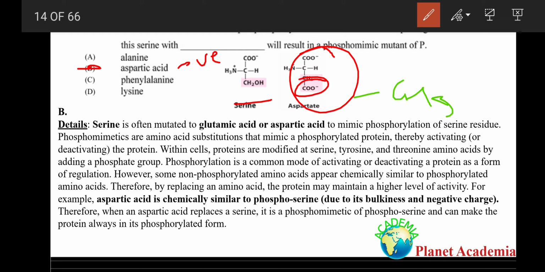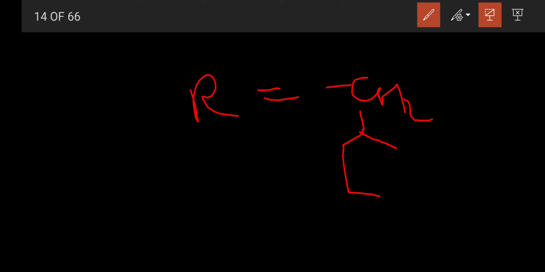Then phenylalanine, do you remember the phenylalanine? This is the R group, CH2. This is the R group in phenylalanine. So this has the bulky group but not the negative charge. Yes, you remember the bulkiness and negative charge are necessary to mimic the phosphorylated serine. So it does not have the negative charge.